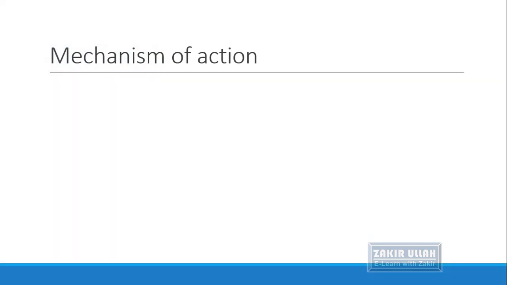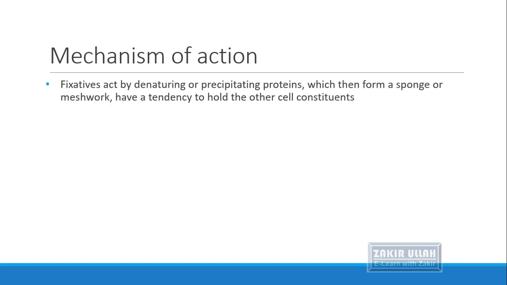Coming to the mechanism of action, how does the fixation occur, and what is the science behind the fixation process? The fixatives act by denaturing or precipitating proteins. This is the step which holds the tissue in its original condition or near to the original condition, in that all the proteins present in the tissue or in the biopsy sample are either denatured or precipitated.